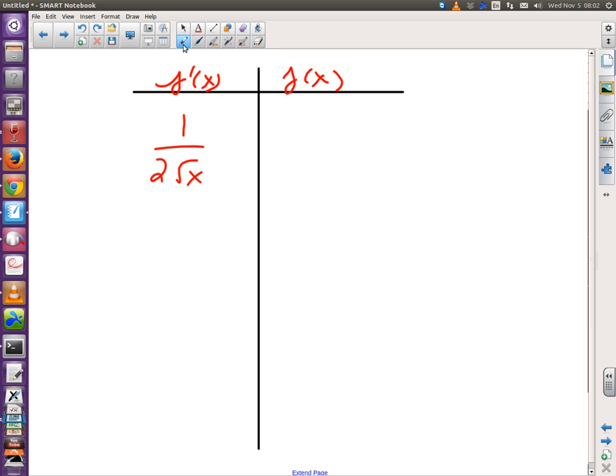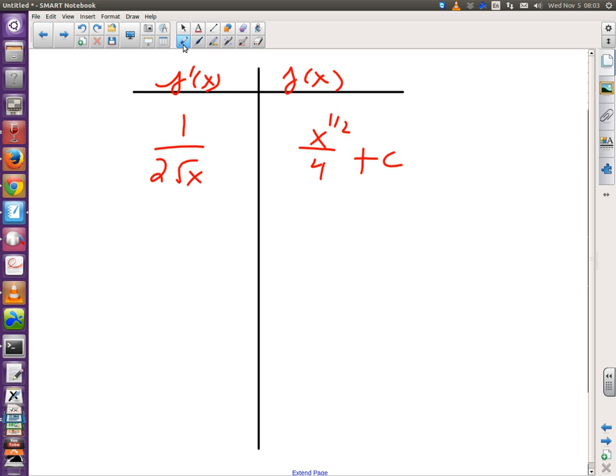Is it 1/4 x to the 1/2? Like that? Well, let's check it. To differentiate x to the 1/2, you get 1/2 x to the negative 1/2. That's good. But the 4? Isn't the rule that you multiply by 1/2? I don't got no rule. Where'd the 4 come from?